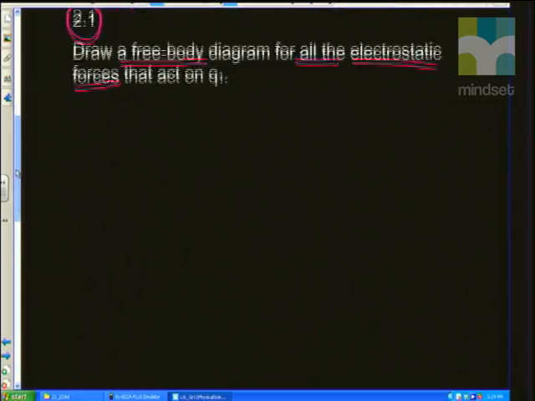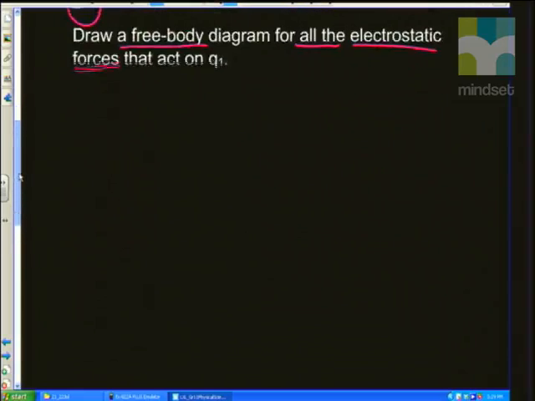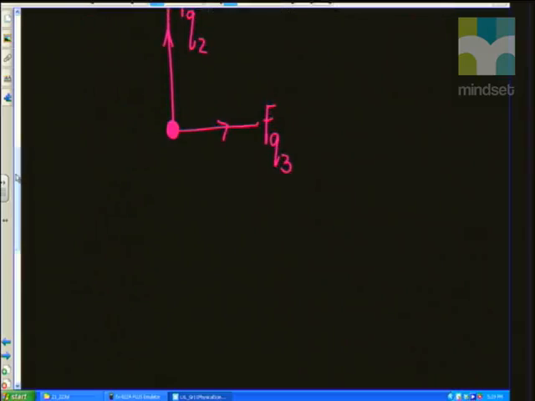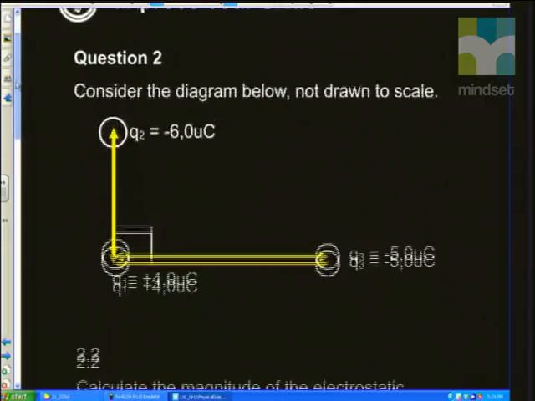The next one is, okay, so that is where perhaps we could have done that. Let me just do that quickly. That's F due to Q3, and that is F due to Q2. These are all forces on Q1. Let me be consistent here, all forces on Q1. I can put it like that. Nothing wrong about it.